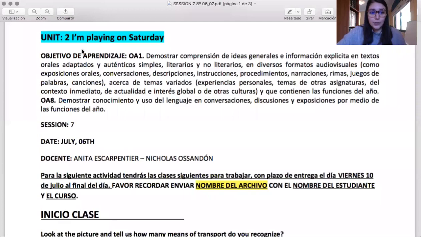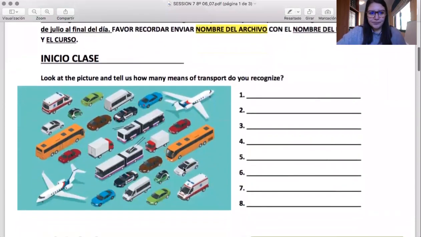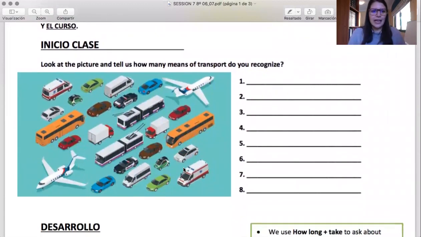This video, as you know, is to explain the contents and the exercises of session number 7 that teacher Nicholas and I sent you this week. As you know, we're going to continue working with unit number 2. To start our class, here we have a picture with a lot of means of transportation, and you are going to tell us how many of those means of transportation you recognize.